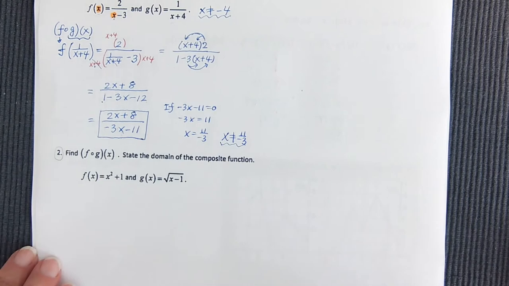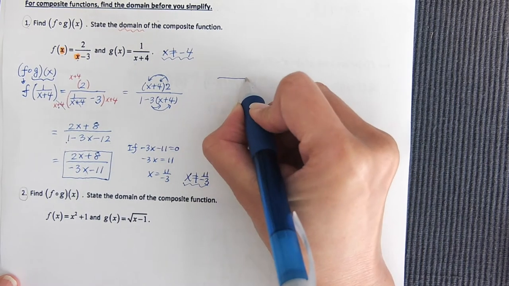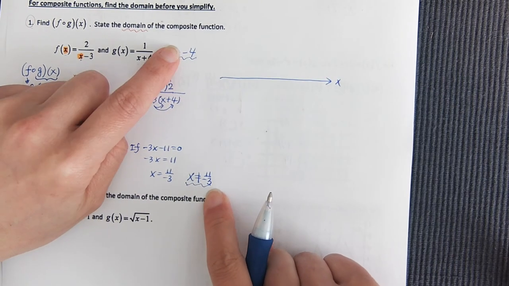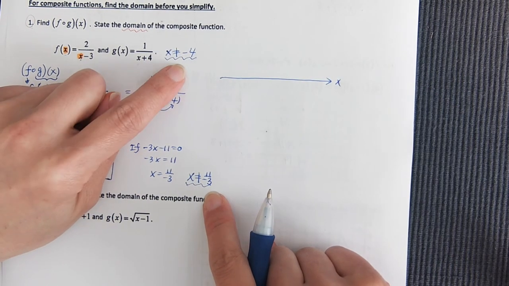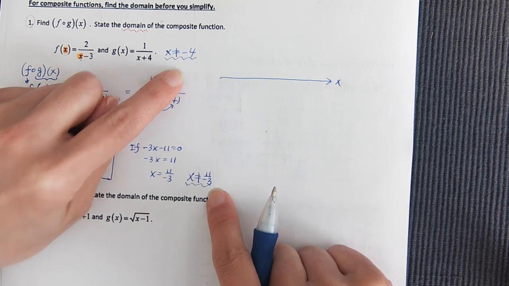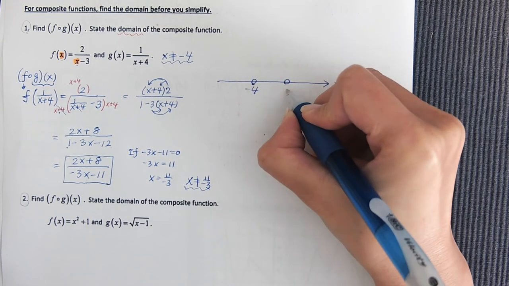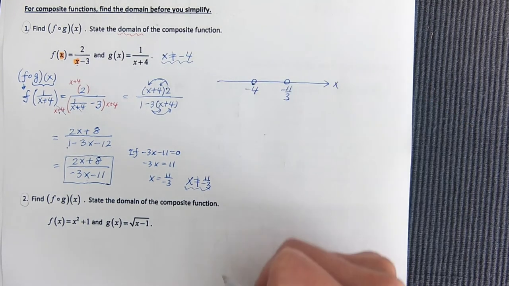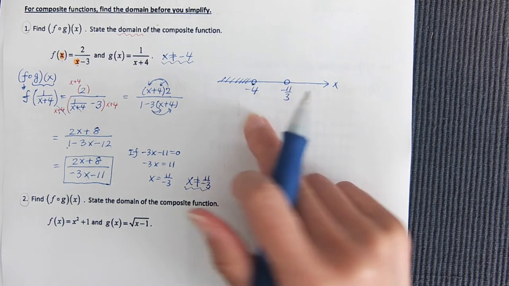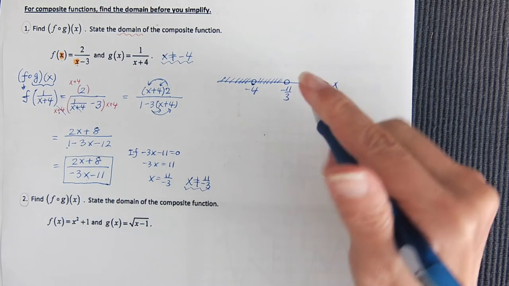Okay. So there are holes happening. Now, think about the number line. Which one is smaller? Negative 4 or 11 over negative 3? Negative 4 is smaller. So negative 4 is here. Then this is negative 11 over 3. So every single number is fine. Just don't plug in negative 4. Every single number is fine. Just don't plug in 11 over negative 3.